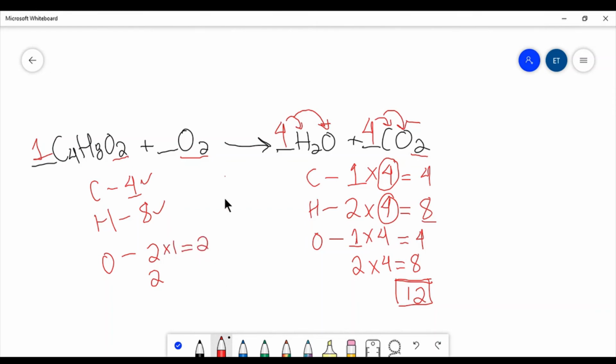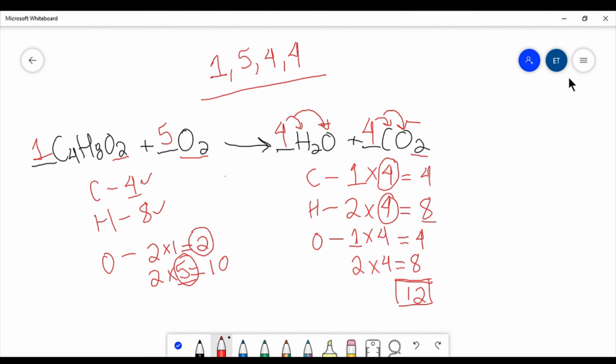added to. But we need to have a total of 12 oxygens. So that means that we need 10 more because we already have 2. So what can we multiply the 2 by in order to get a 10? And it'll be a 5, okay? So then your coefficients are 1, 5, 4, 4.